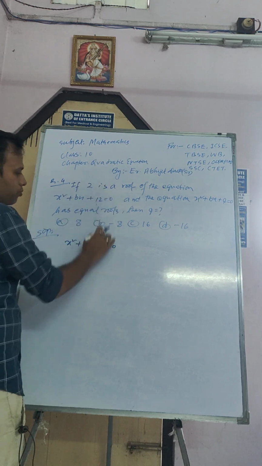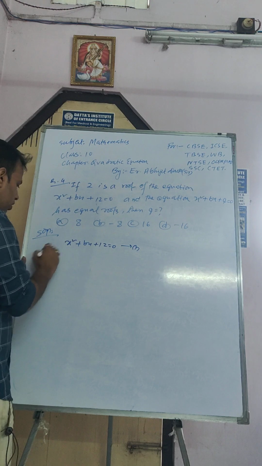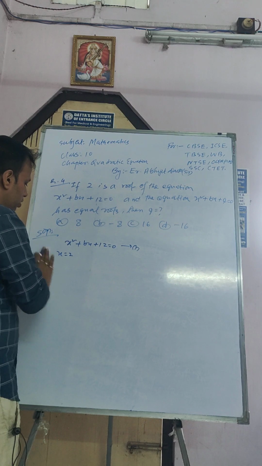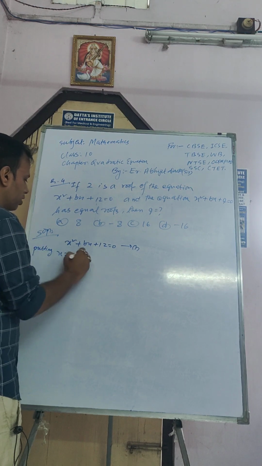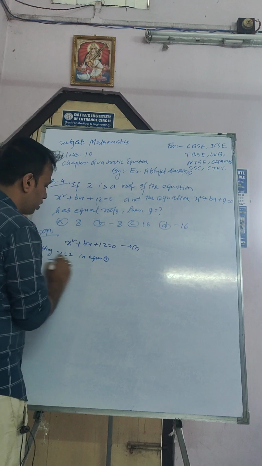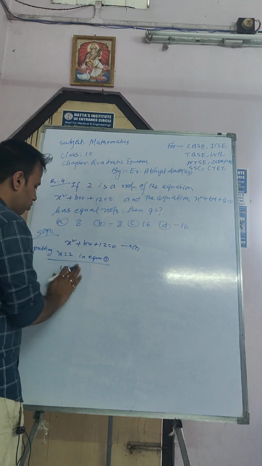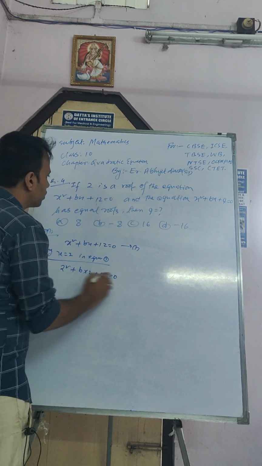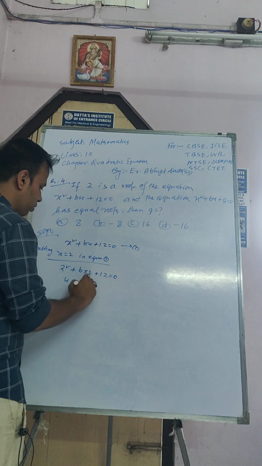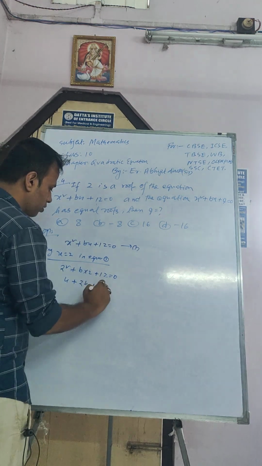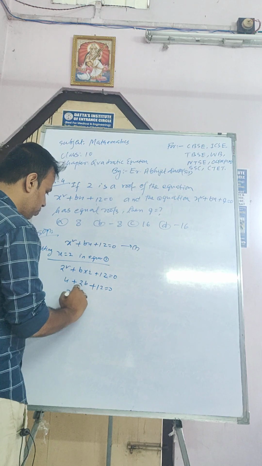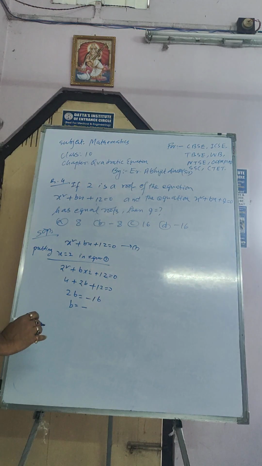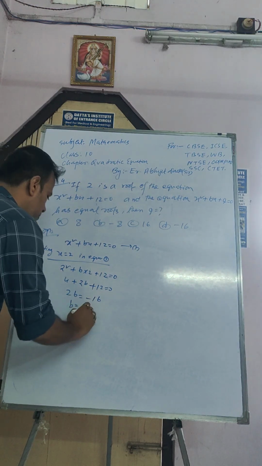Now 2 is a root of equation 1. This one is equation 1. So if x equal to 2, we put x equal to 2 in equation 1. 2 square means 4, so 4 plus b into 2 plus 12 is equal to 0. So 4 plus 2b plus 12 equal to 0. So 2b equal to minus 16. So b is equal to minus 8.